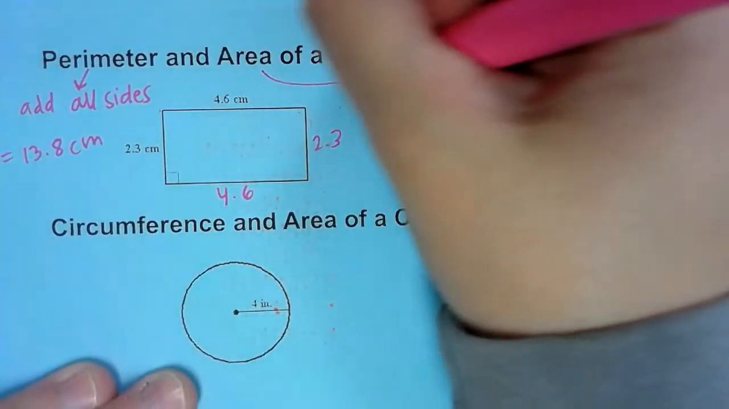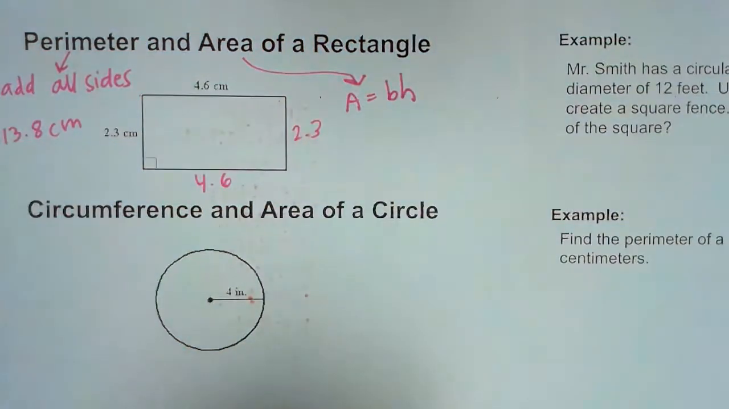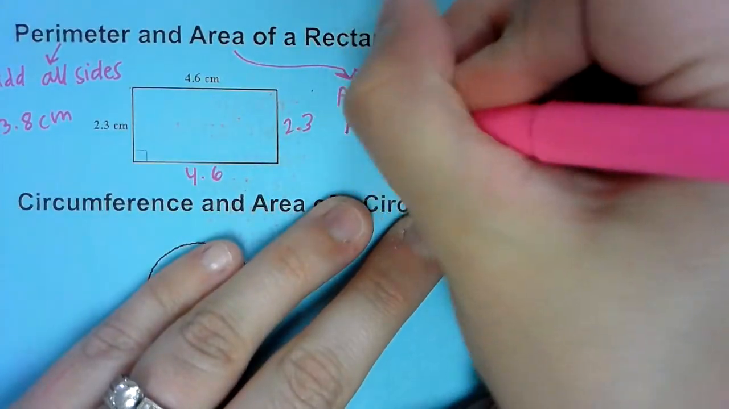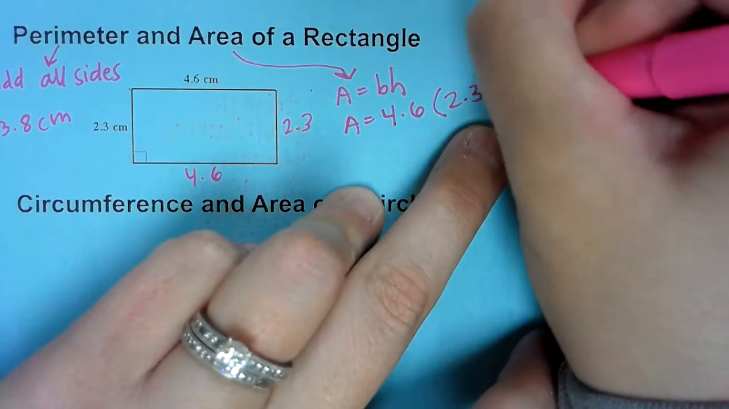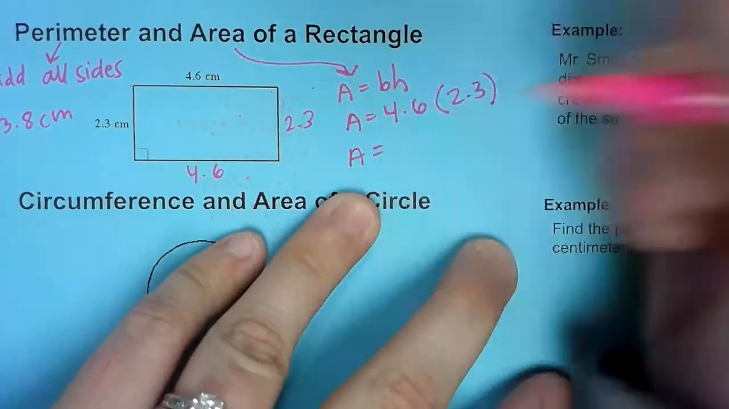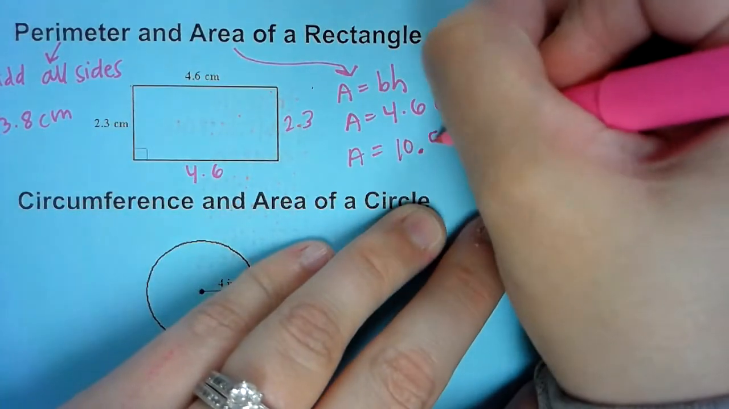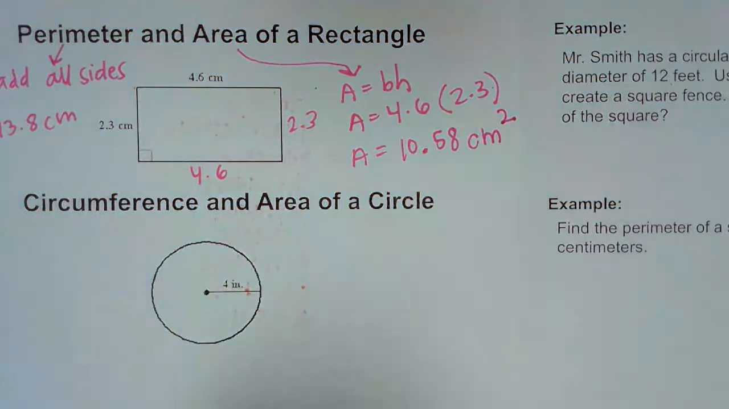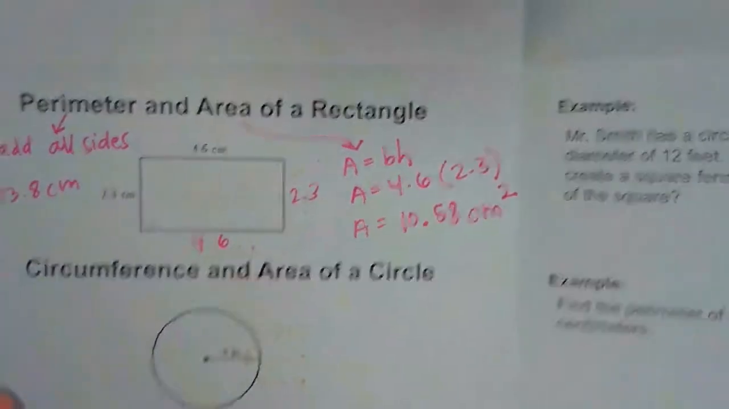And then the area of a rectangle is base times height, length times width, however you learned that. And so area would be equal to 4.6, the base, times 2.3, the height. So the area of this rectangle is 10.58. Remember when we do area, you write your units as centimeters squared. Okay, I'm not going to go through the circle as quickly, although I think I could.